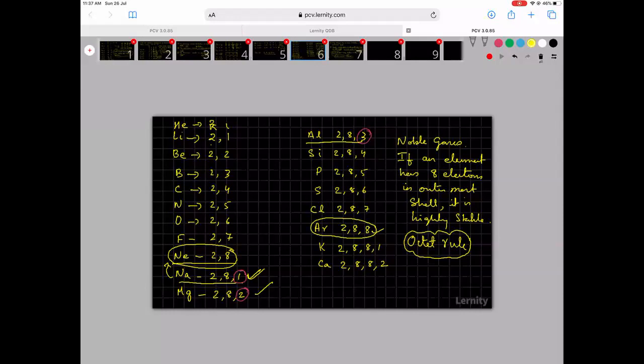Okay, now let's look at these elements like fluorine. Fluorine has 7, so it won't give 7 to get noble gas configuration. It will take 1. Oxygen will take 2. Nitrogen will take 3. Because these are taking electrons, they are called electronegative elements.